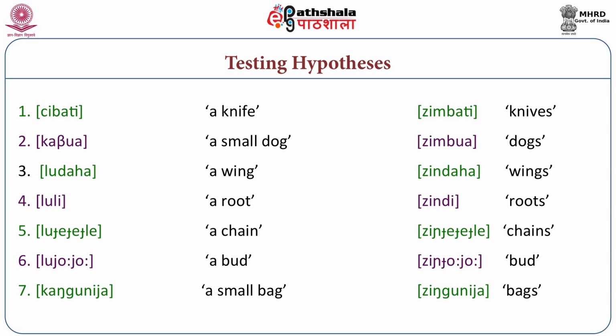In 2, for a small dog we have hua, but in the plural we have bua. In 4 we have luli, that is li is the stem for root and di is the stem for roots. Then we have yo-yo, which means bud, pronounced as joyo in the plural form.